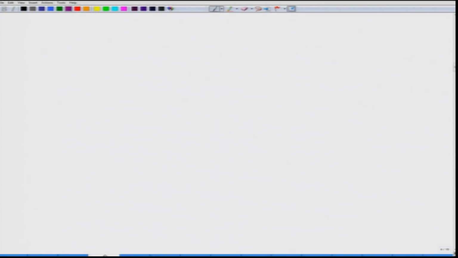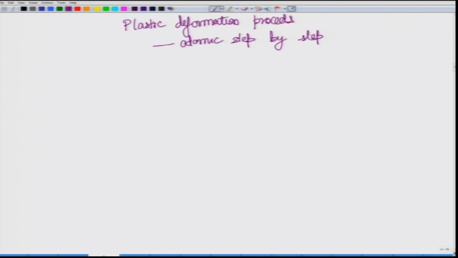And what is it that is aiding it? So, plastic deformation proceeds atomic step by step, meaning we will show it in a minute. So, now if we come back to our more descriptive model of dislocation, but for now let us say this is a crystal.